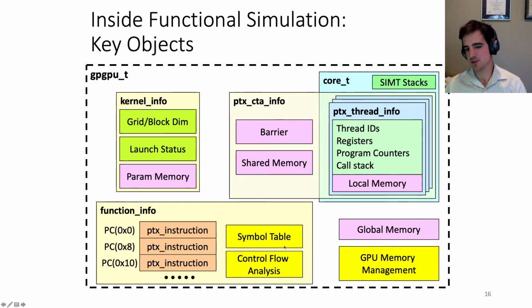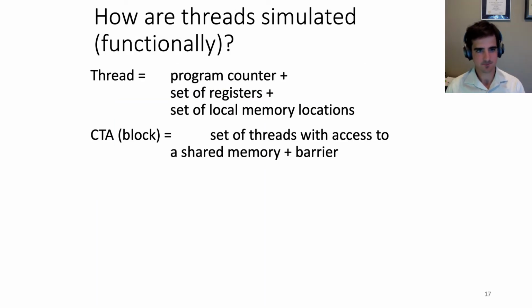Anyway, we also have a symbol table to store any symbols that are stored inside the program itself. And then all of the stuff that does the control flow analysis to figure out post-dominators, et cetera, also lives inside this function info block. These things collectively make up the functional simulator. So with just these structures, you can run through functional simulation and compute the right values for the program without figuring out how many cycles we think it takes.